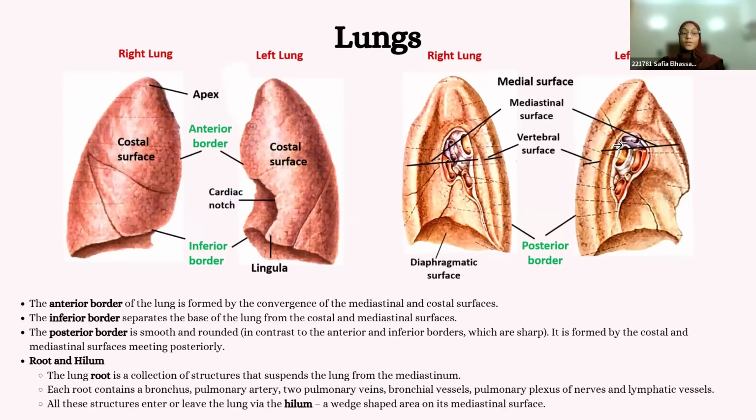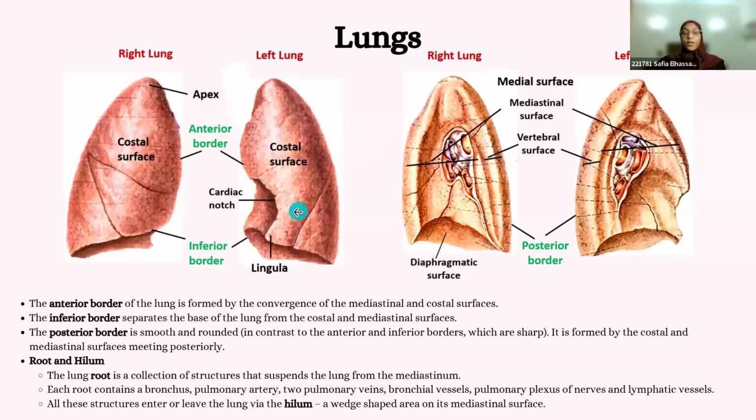Okay, so the lung has three borders, and these borders are very important because they can help you in differentiating between the right lung and the left lung. So you have an anterior border, which is this right here, and this is formed by the convergence of the mediastinal surface, the one on the inside, and the costal surface, the one on the outside. One thing to know about the anterior border is that it tends to be very sharp. An easy way to remember this is that the letter A is sharp, and so is the anterior border of the lung. And then you have an inferior border.